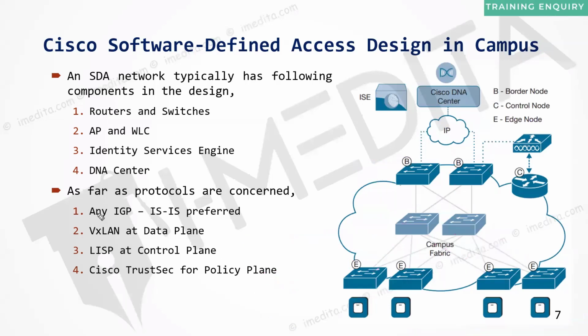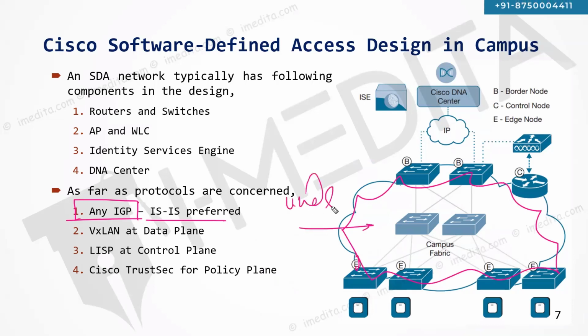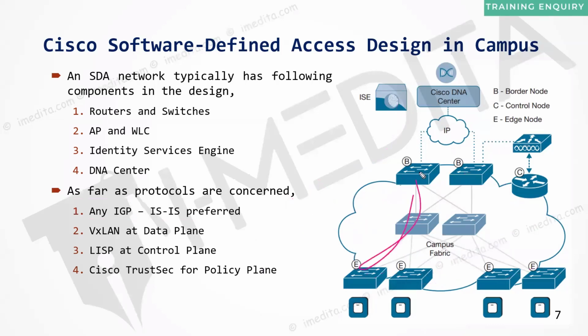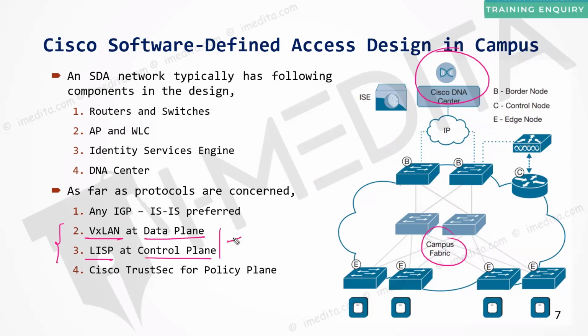Any IGP protocol that you want to use to build the underlying network will work, to make reachability between the devices and the DNS Center. Then the DNS Center will build the campus fabric using overlay protocols such as VXLAN and LISP. VXLAN is the data plane protocol, LISP is the control plane protocol. This is discussed in great detail later on.